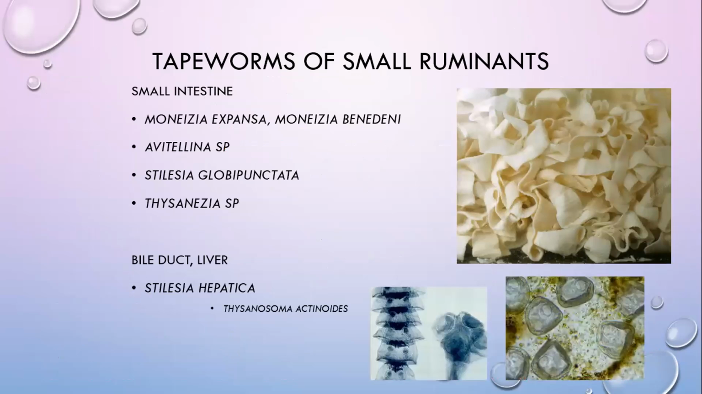Now coming to the tapeworms, there are a few tapeworms that affect small ruminants, as we can see: Moniezia, Avitellina, and Stilesia. Apart from Moniezia and Stilesia, the other species are relatively less pathogenic. They don't show many clinical signs, but if they are present in large numbers, since they are in the small intestine, they may occlude the small intestine.